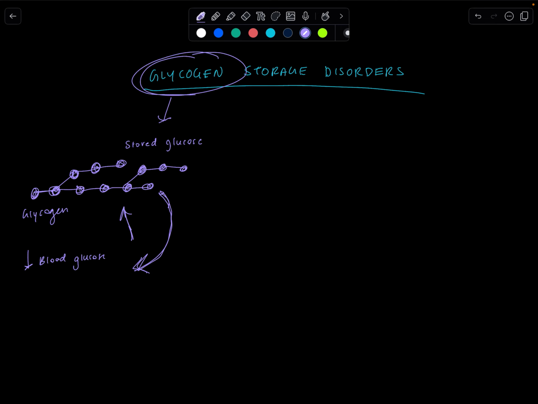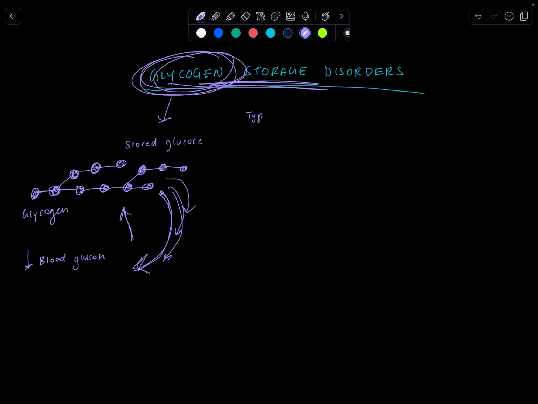In people with glycogen storage disorders, they are not able to properly break apart this glycogen, so usually they have an overaccumulation of glycogen storage. And that's why they're called glycogen storage disorders. So there are four main types that you should know.